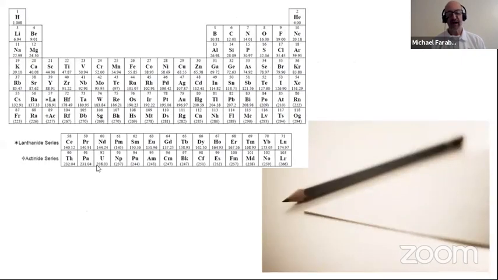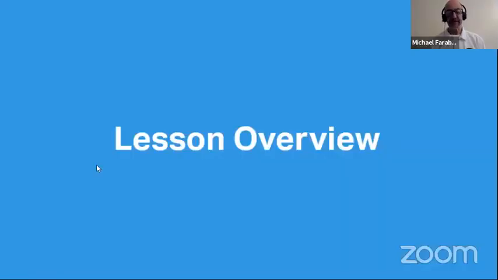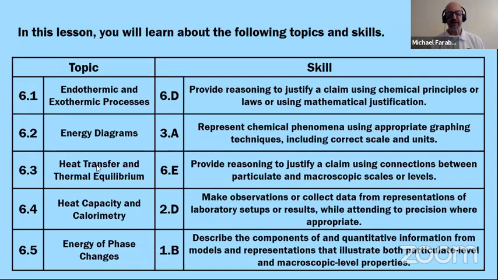If you have a periodic table and something to write with and some scratch paper, let's go ahead and get started. So this is going to be an introduction to Unit 6, which is on thermodynamics. So the topics that I will cover today include endothermic and exothermic processes, energy diagrams, heat transfer and thermal equilibrium, heat capacity and calorimetry, and energy of phase changes. And you can see here on the screen the requisite science practices. Some of the things that I already talked about in terms of making observations and representing phenomena with graphing techniques, as well as talking about connections between the particulate and the macroscopic scales.